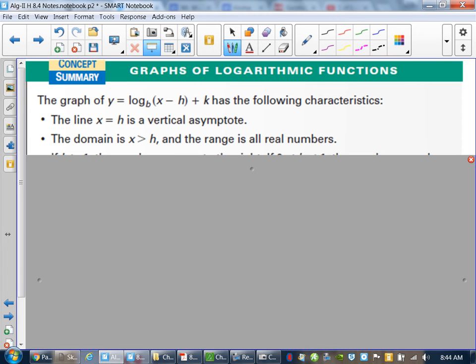You don't need to use that fancy notation for set notation. You can just write domain x is greater than h. I was just showing you something interesting.